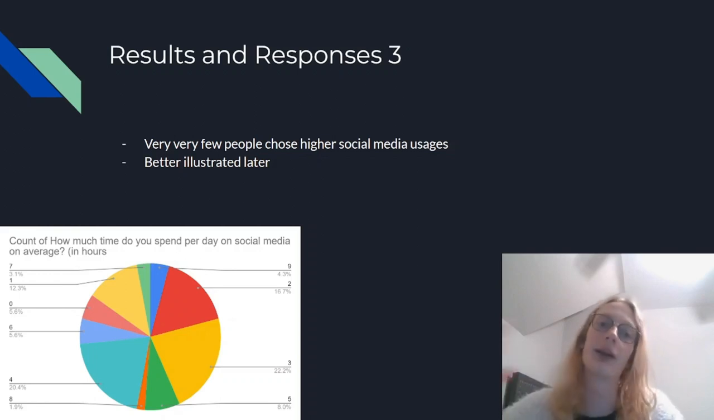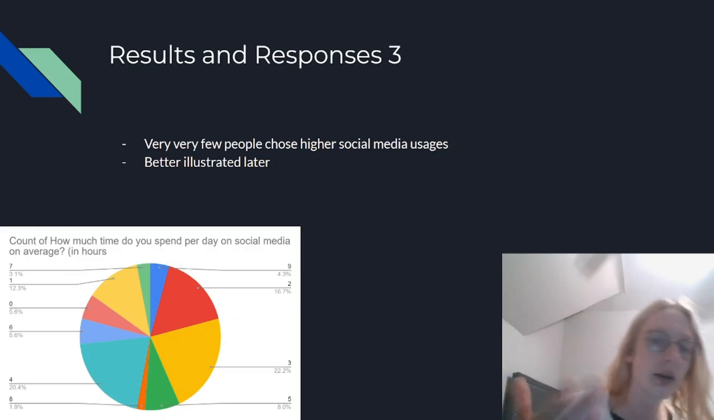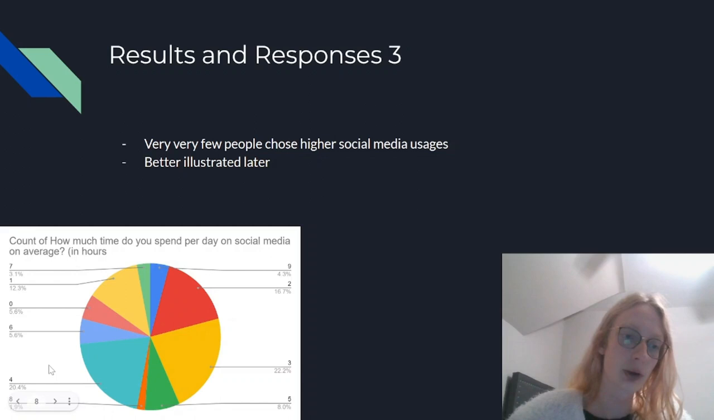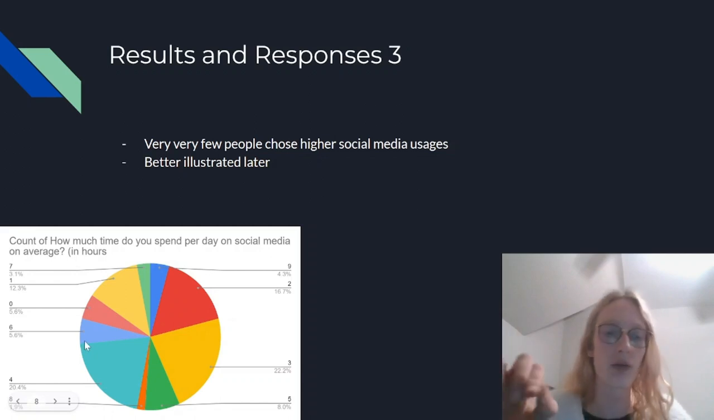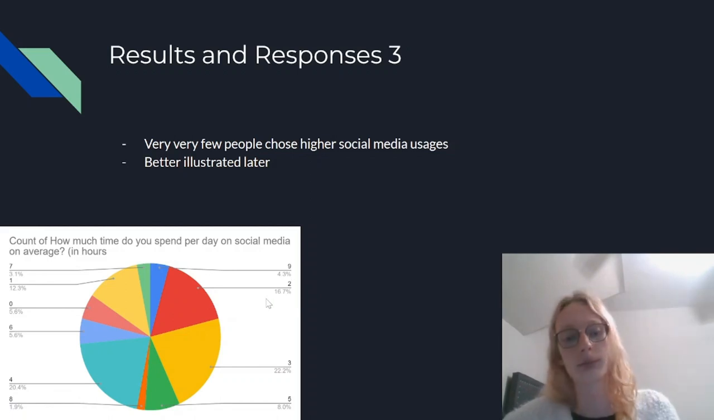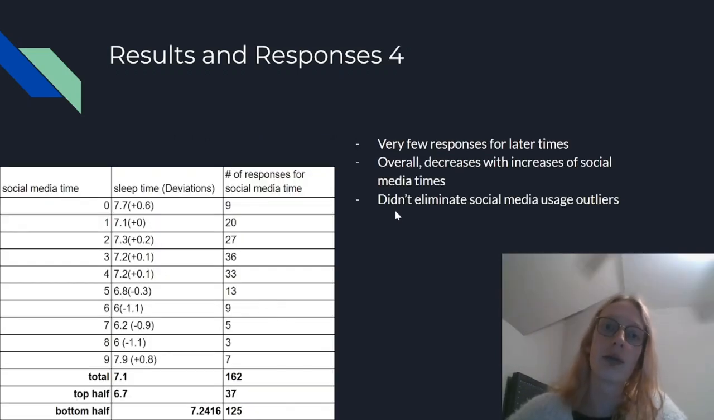And this is better illustrated later when I have just the raw numbers on screen. But the top 3 for social media usage is 3 hours of social media usage, taking 22.2% of all responses. Then 4 hours of social media usage, taking 20.4% of all responses. And then 2 hours of social media usage, taking 16.7% of all the responses.